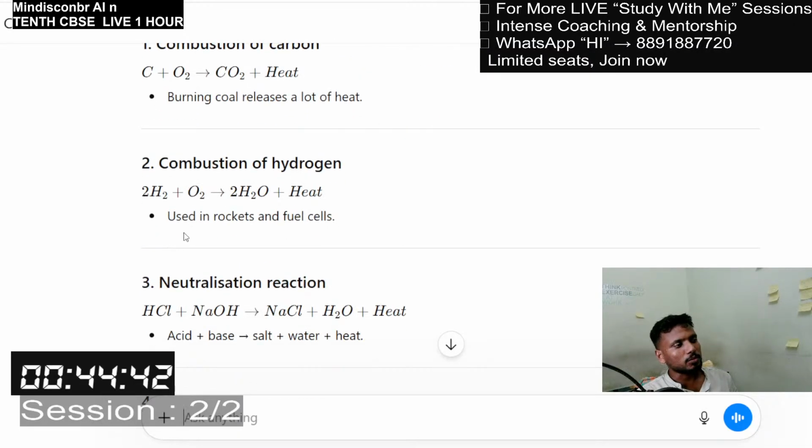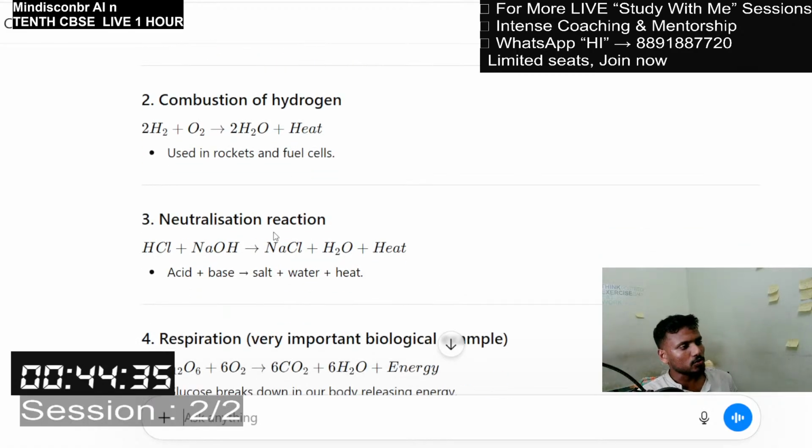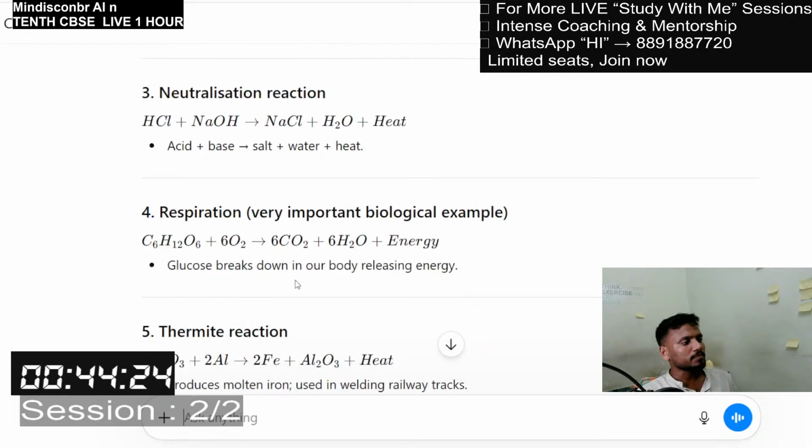Second is combustion of hydrogen: H2 plus O2 gives H2O plus heat, used in rockets and fuel cells. This is an example of an exothermic reaction. Neutralization reaction: HCl plus NaOH gives NaCl plus H2O plus heat. Acid plus base gives salt plus water plus heat. This is also an example of an exothermic reaction.